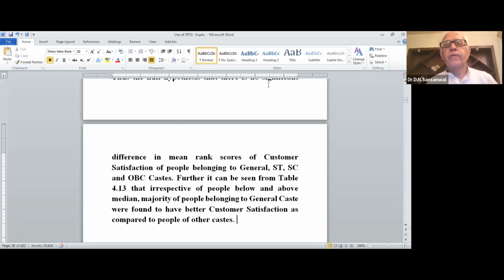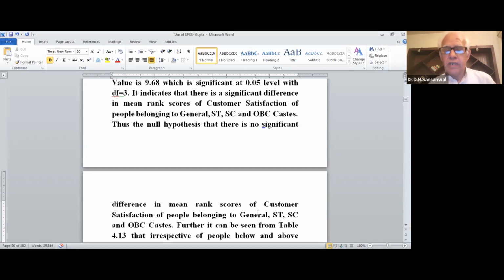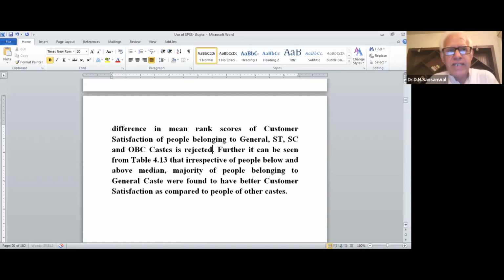So this is how, if you have more than that, oh, I did not write hypothesis. I have written that the null hypothesis, okay, is rejected. So you say null hypothesis is rejected because chi square is significant. So this is how you have to use the median test and can analyze your data.